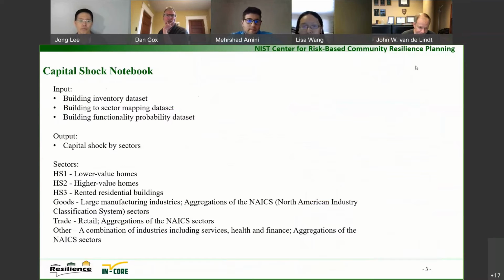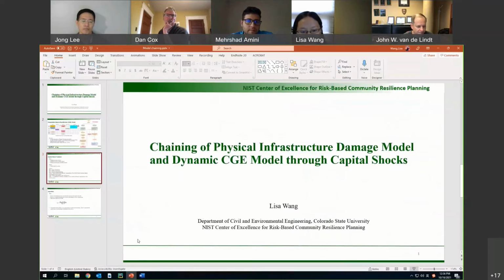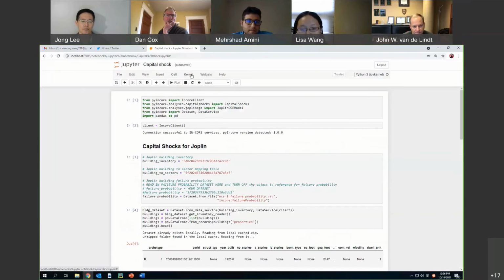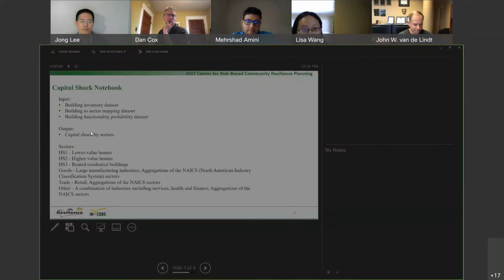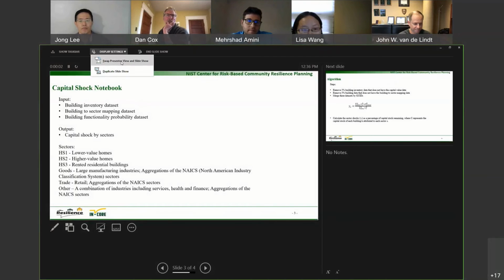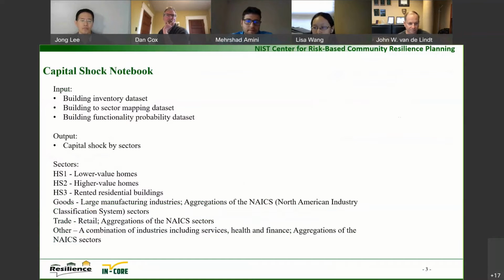For the next slide, I will mostly introduce a capital shock notebook. This is the capital shock notebook, and I will come back to it shortly. IN-CORE has released a module called capital shock. There are 3 required inputs of this module: the building inventory dataset, the building-to-sector mapping dataset, and the building functionality probability dataset. The output of this module is capital shock by sectors.